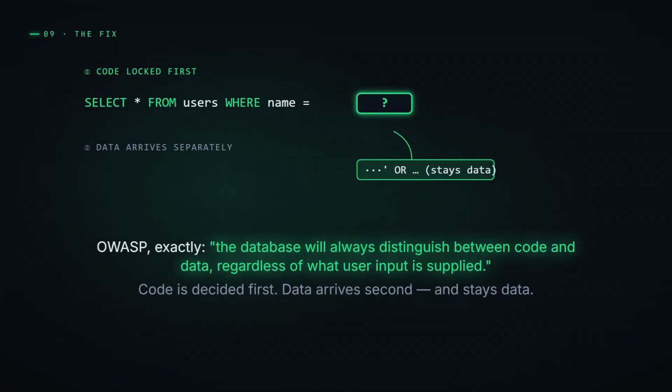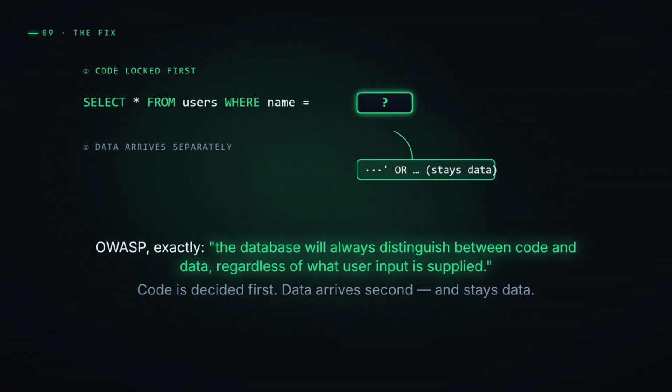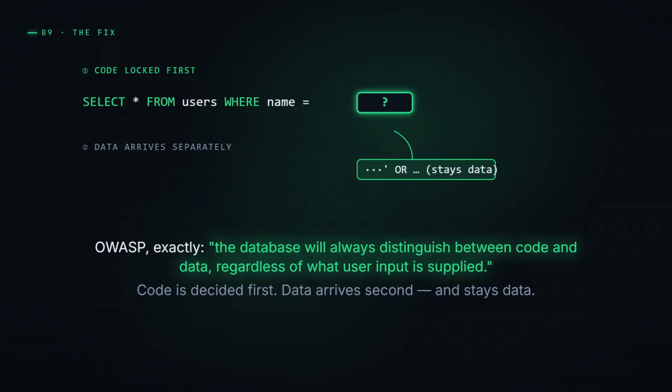OWASP puts it exactly. The database will always distinguish between code and data, regardless of what user input is supplied. The bright line we drew at the start, parameterization, is what makes that line real and unbreakable. The code is decided first. The data arrives second and stays data.